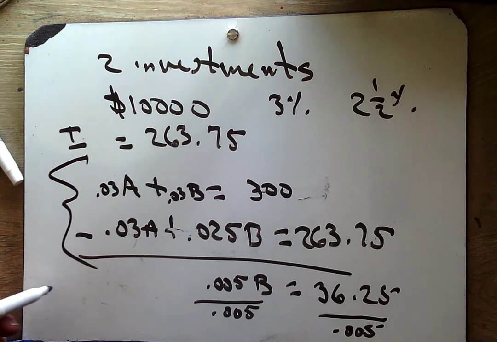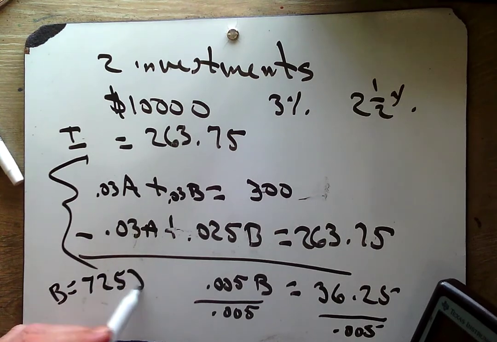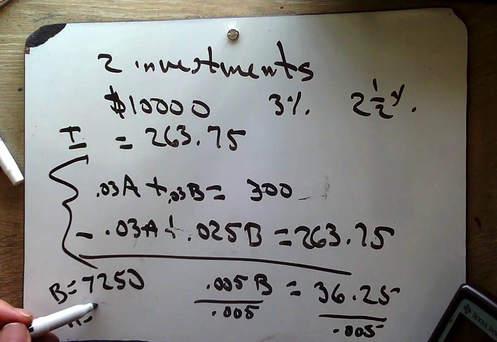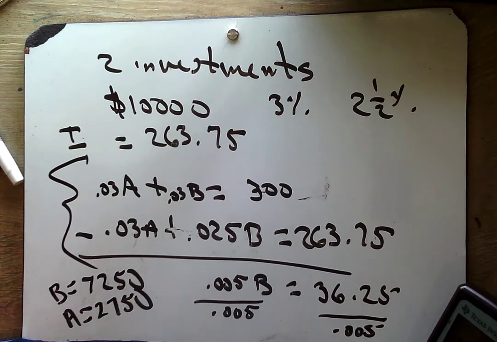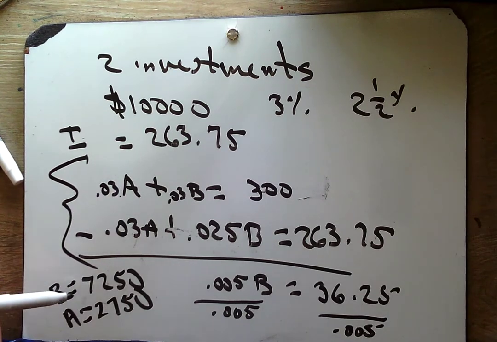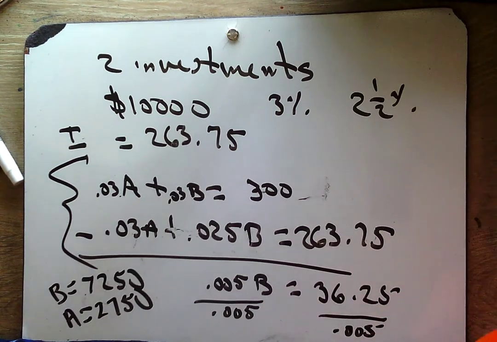And so in this situation, I find out that B is equal to 36.25 divided by 0.005, and I get 7,250, which means if the total amount invested was 10,000, I have 2,750 to invest at 3%. 2,750 at 3%, and 7,250 at 2.5%. There you go. Welcome to Systems.